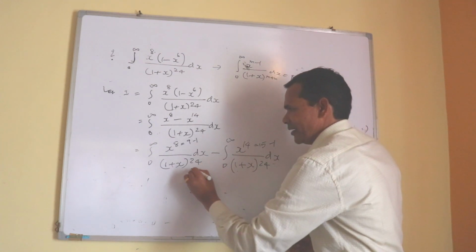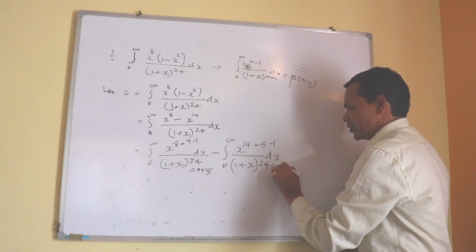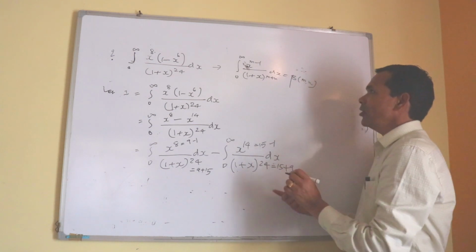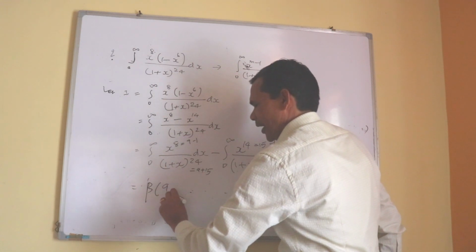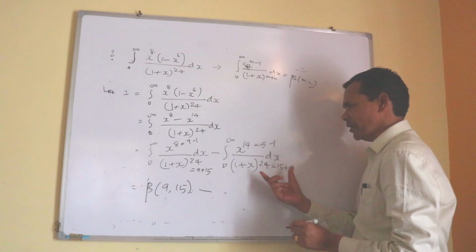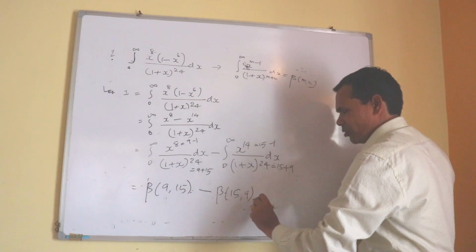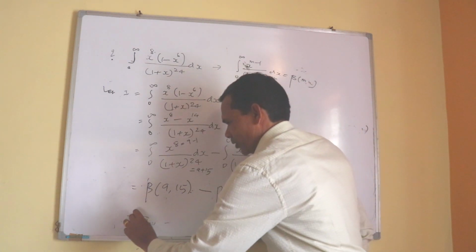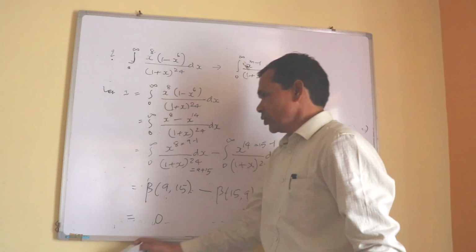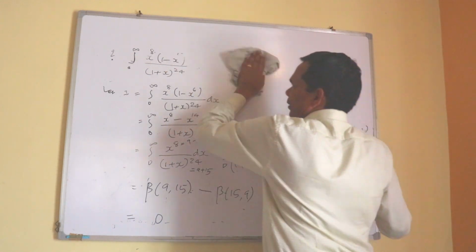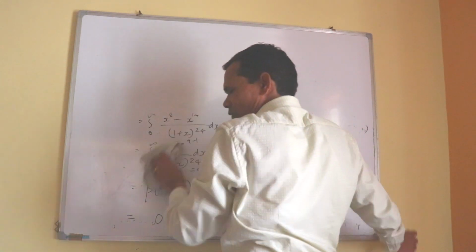And if it is 9, then naturally 9 plus 15 is 24, and 15 plus 9 also. Accordingly, I use this formula and get beta of 9, 15 minus beta of 15, 9. So by the commutative property of the beta function, these cancel, so this is 0, the value of this particular integral. Likewise you can use the beta integral in the rest of the forms, many more forms, there.